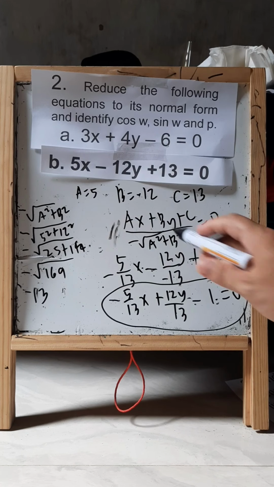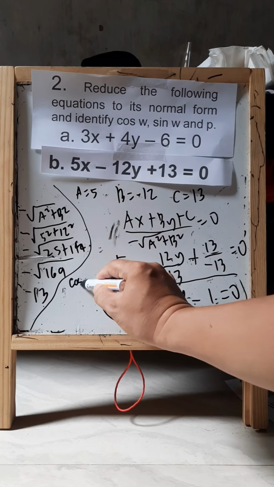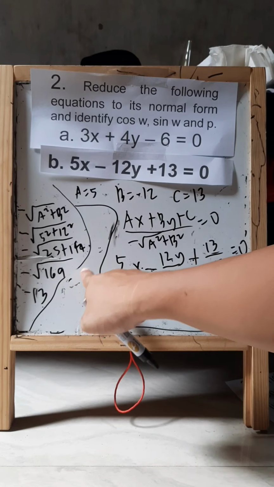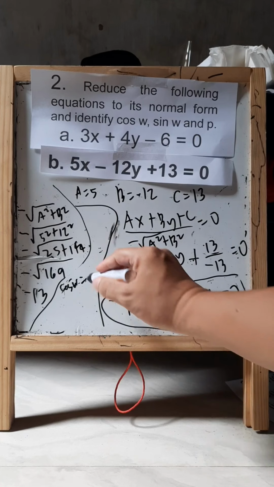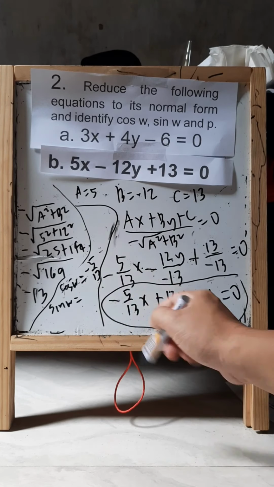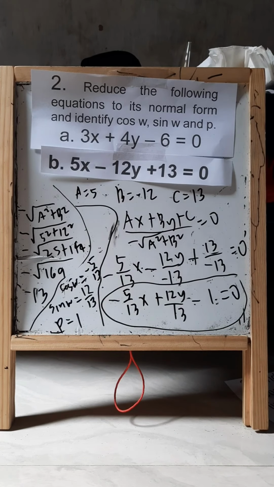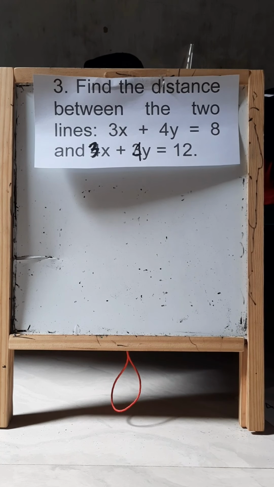That is the equation. So let us identify cosine w. What is cosine w? Cosine w is the partner of x, negative 5 over 13. Sine w is the partner of y, 12 over 13. And p is always positive, it is equal to 1. So that is how we reduce an equation to its equivalent normal form. Okay, let's proceed to number 3.